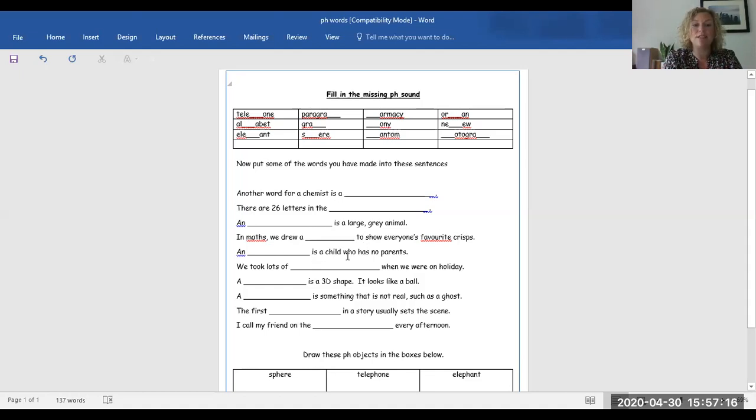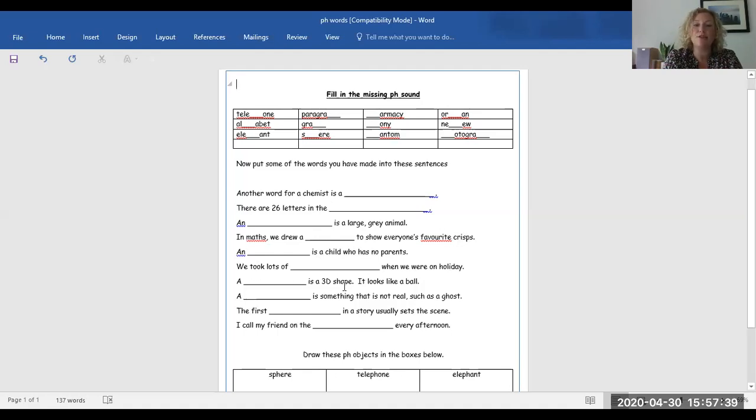And something is a child who has no parents. And again, it could be an animal in the wildlife. An orphan is a child who has no parents, or indeed an animal. We took lots of something when we were on holiday, and if you want to make memories and you want to keep those memories, you might take lots of photographs, and that has 2 lots of PH in.